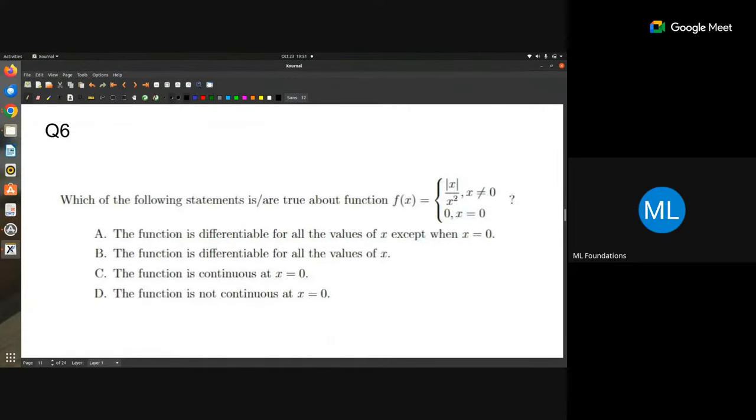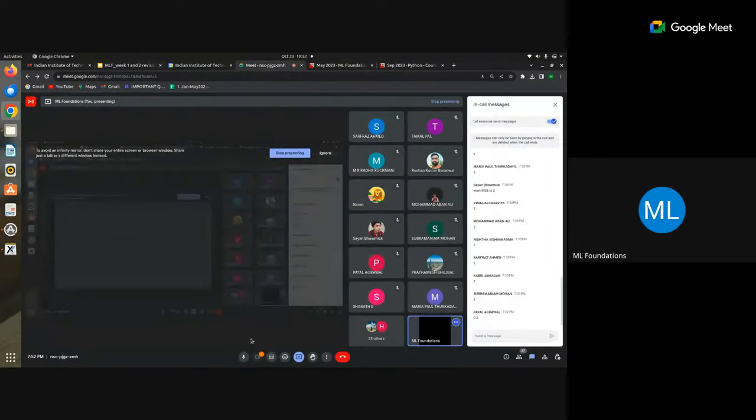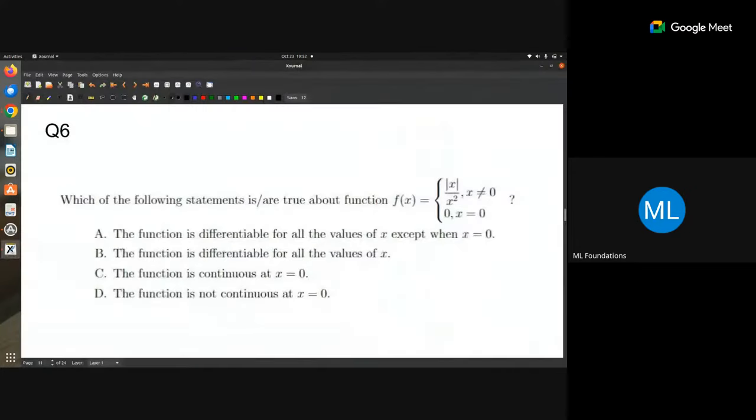Just take some 2 minutes to solve this. Which of the following statements are true about this function: mod x divided by x square when x is not equal to 0, and it's 0 when x equals 0? Which of the following options are correct? Just take 2 minutes to solve this. I'll come back. Just show the question.